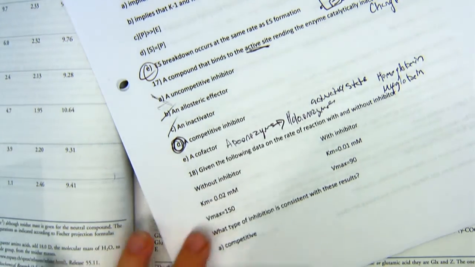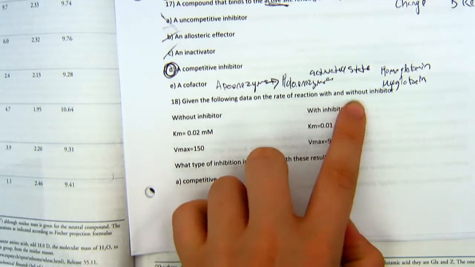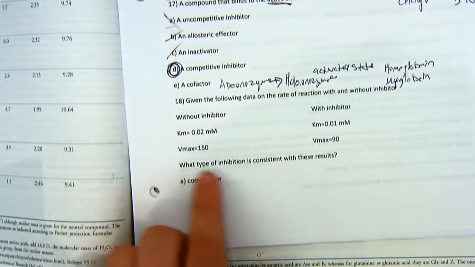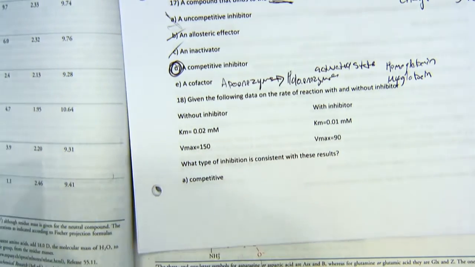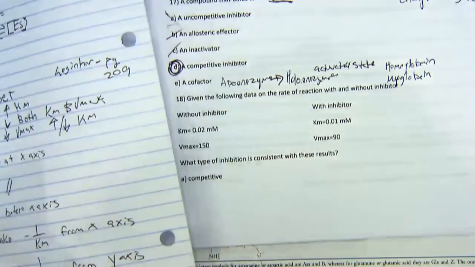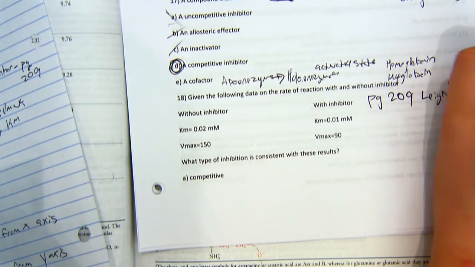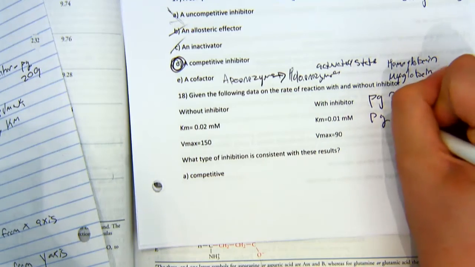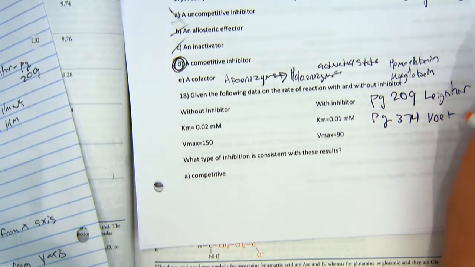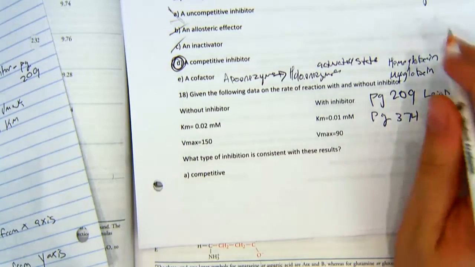Okay, so number 18, given the following data of the rate of the reaction with and without inhibitor, what type of inhibition is consistent with these results? So, let's see. On page 209 of the Lehninger textbook, and page 374 of the Voet textbook, there's information on this. So I would definitely check out these pages.